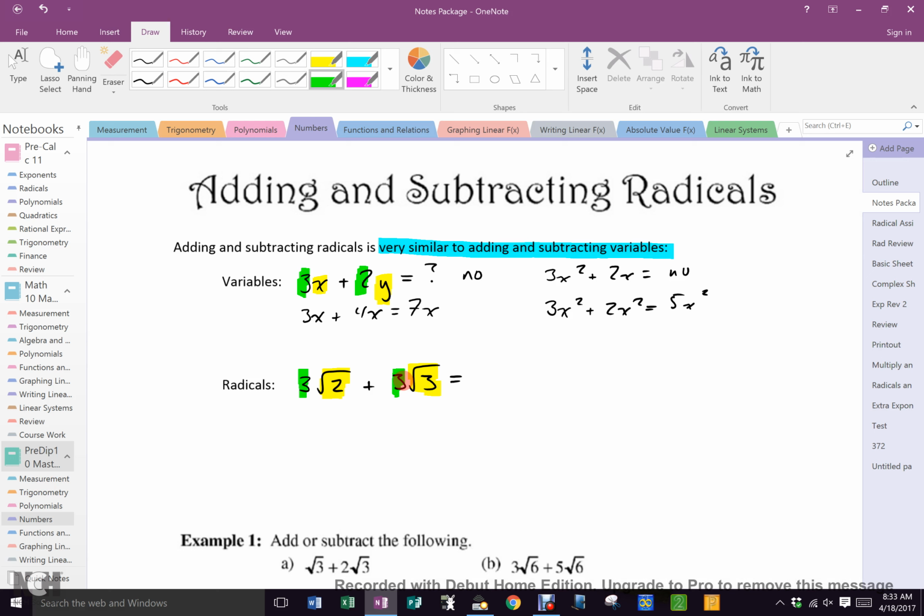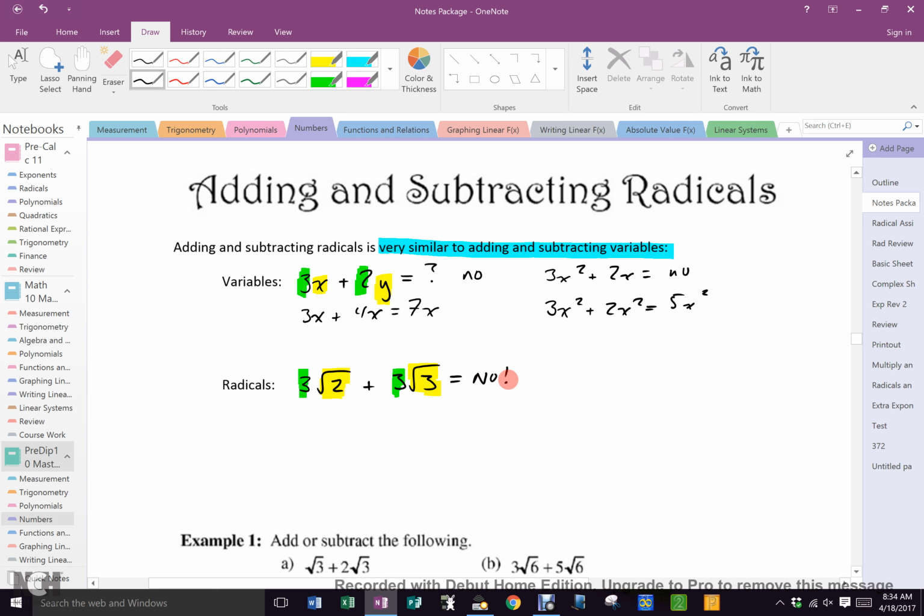So if everything in green is the same, that's your first thing. All the green things are coefficients. They all do the same thing. Therefore, they're the same. Got it. Next thing that's highlighted, very similar to adding and subtracting variables. Okay. Could I do this? No. Why? Because they're different. So, can I do this? No. Why? Because they're different. Good job, Nicole.